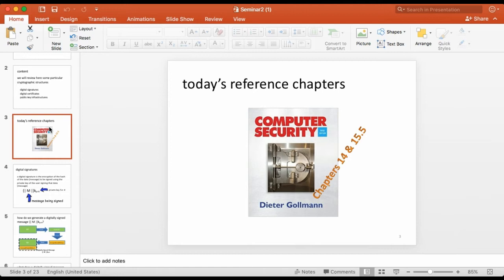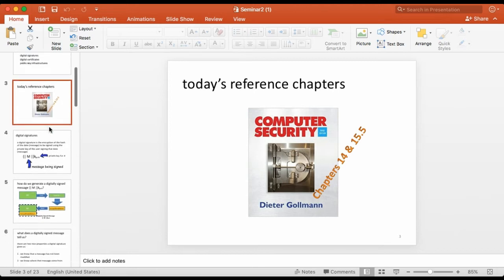So in today's seminar slides, you can follow the following couple of chapters from Goldman's book, but there is lots of other literature out there which covers these topics, so you can find a lot of other resources as well.